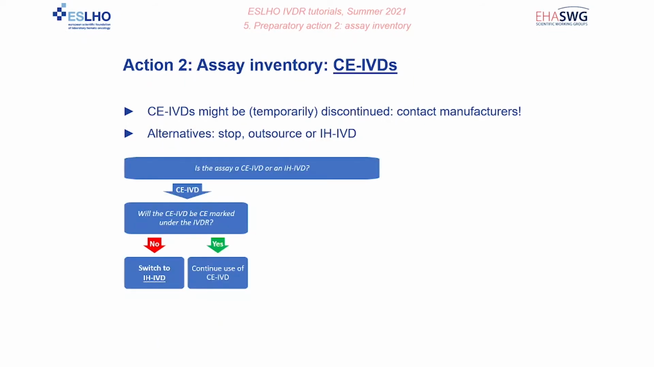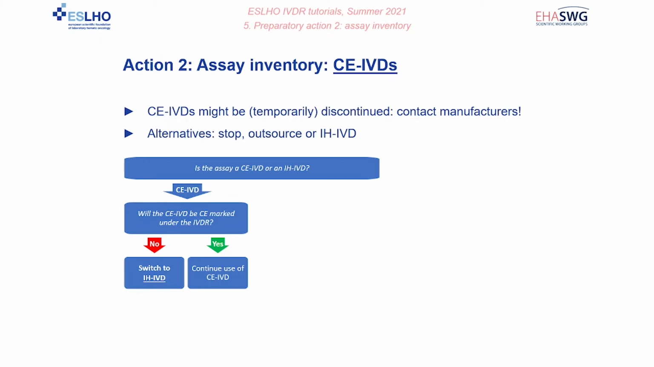Back to the assay inventory. Does a CE IVD stay on the market? This is an important question to ask. It is a good idea to contact your distributors or manufacturers and ask them what their plan is. Do they know already if their devices will be available after May 2022?